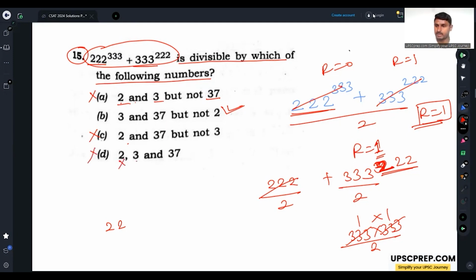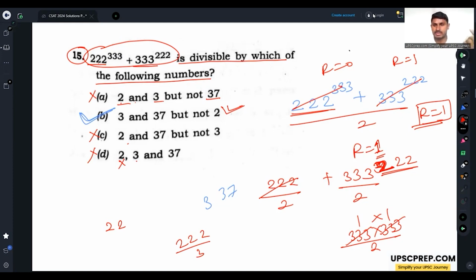So in this case you don't have to go for other numbers as well. You don't have to check with 3 or 37. Here you can easily say this option should be correct, it should be option B, because this number is not divisible by 2. Okay, if you still want to check with 3, then this number 222, if I want to check whether it is divisible by 3 or not, you can apply the divisibility test of 3.